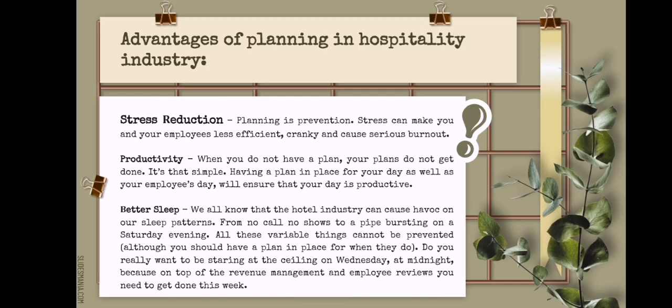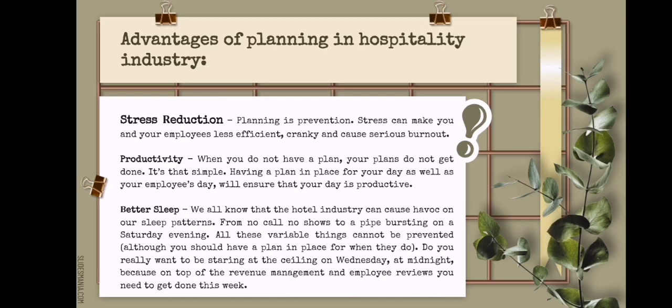So second is productivity. When you do not have a plan, your plans do not get done. It's not simple. Having a plan in place for your day as well as your employees' day will ensure that your day is productive. So maora gihapon ni maora niyang effect. So if nagplano ka, first is mawala imong stress. Second is productivity. So if magplano gihapon ka ahead of time, days, weeks, and months, imong adlaw productive kayo. Wala na kay hasol-hasolon, wala kay huna-huna, ang dili na magkapuliki ang imuhang adlaw.